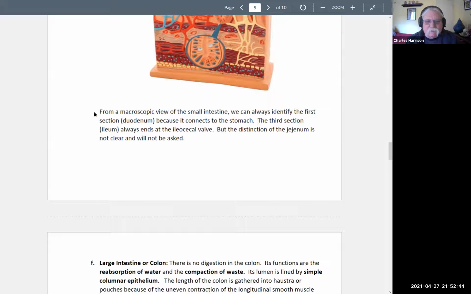Just sort of a hint here is that we can always identify the duodenum because it connects to the stomach. That's assuming, of course, I show you the connection, which I would. The third section always ends at the ileocecal valve, which we'll see in just a moment. The distinction with the jejunum is not as clear, and will not be asked.